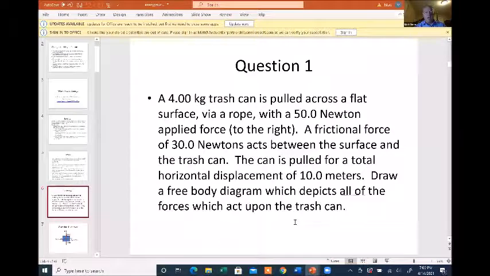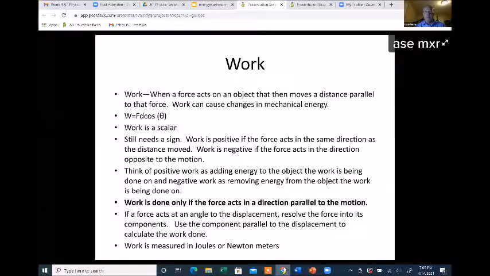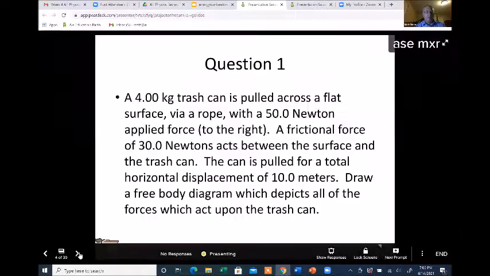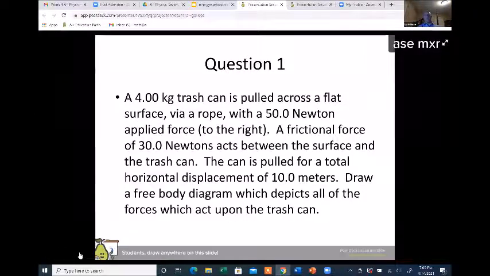And I want you guys to attempt to answer this question. So let me get on the correct screen. So it's asking you to draw a free body diagram for this problem. So I'd like for you guys to just read the question, and then anywhere on this slide, draw in a free body diagram for me and make sure that you label all the forces that you're drawing on that free body diagram. Take about a minute, see what you can sketch out for this problem.